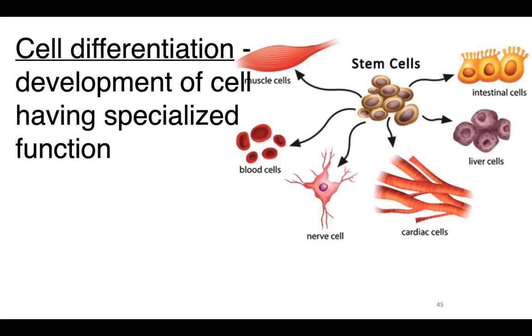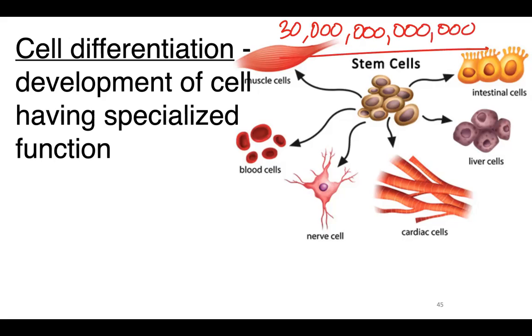Our body has over 30 trillion actual cells. 30 trillion cells. There are several hundred thousand cells that are being destroyed every day and being replaced.